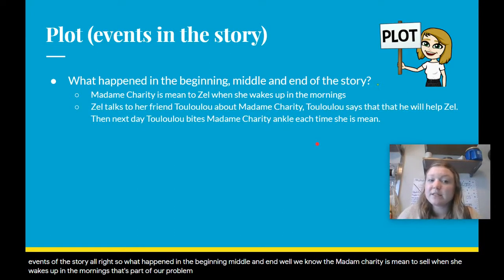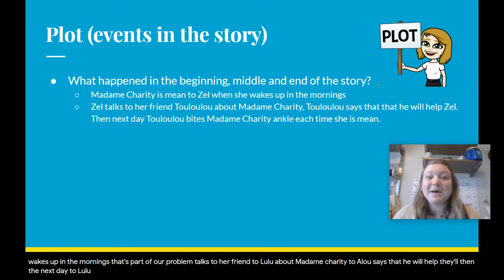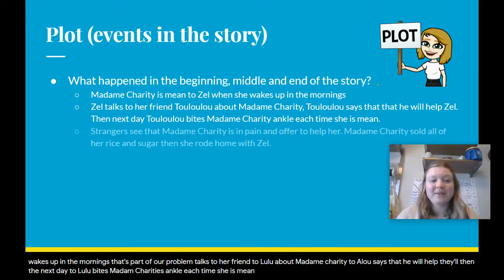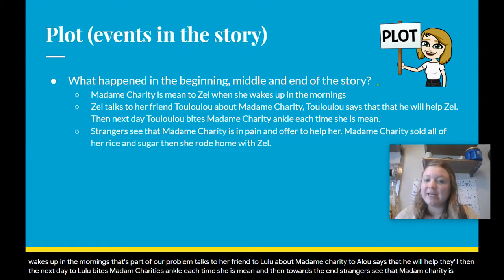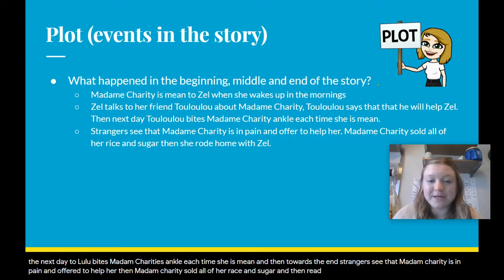We later find out that Zell talks to her friend Tulululu about Madame Charity. Tulululu says that he will help Zell. Then the next day, Tululu bites Madame Charity's ankle each time she is mean. And then towards the end, strangers see that Madame Charity is in pain and offer to help her. Then Madame Charity sold all of her rice and sugar and then rode home with Zell.